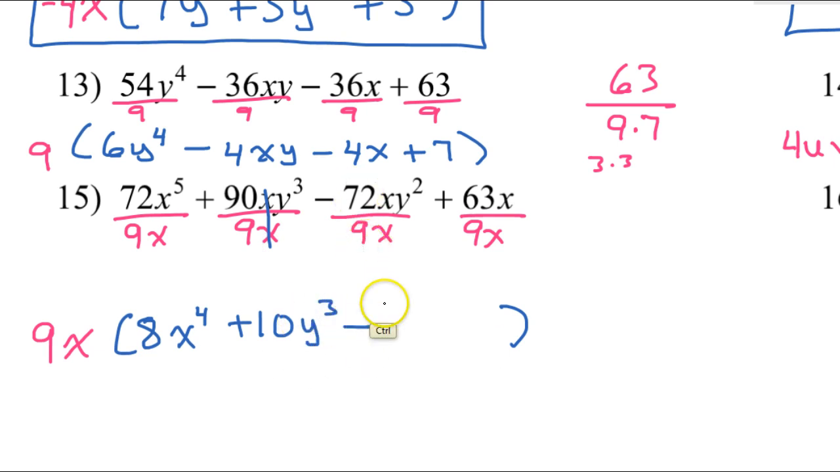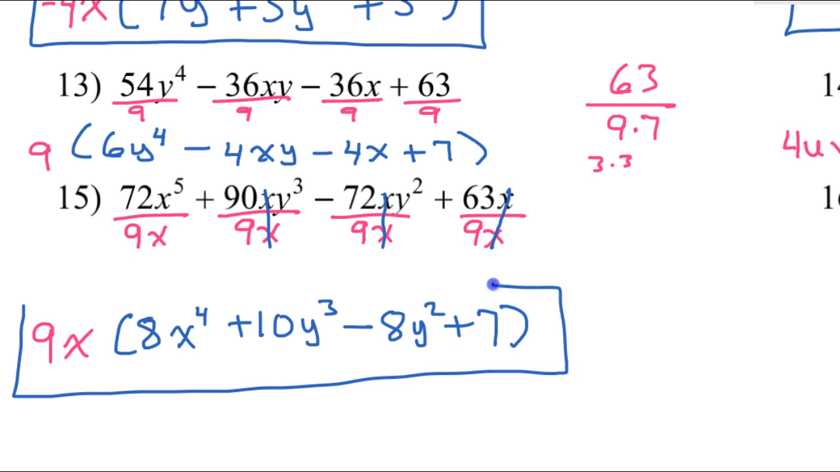Again, 72 divided by 9 is 8. The x's cancel out, and you have y squared. 63 divided by 9 is 7, and the x's cancel each other out. Now glance over these numbers, 8, 10, 8, 7. Is there anything that divides into all? No, 7 is a prime number. So that means we chose wisely, and this is the final answer.